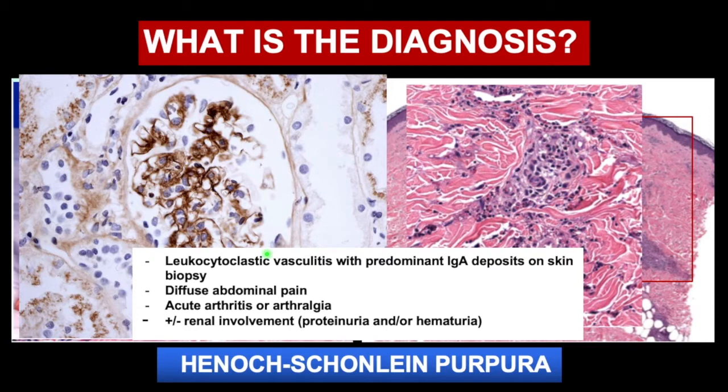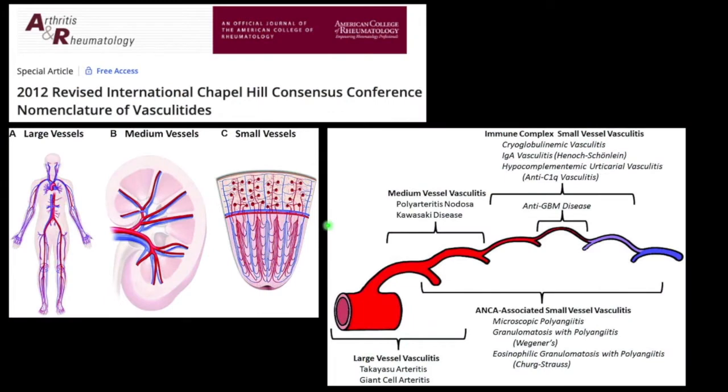It presents as diffuse abdominal pain with acute arthritis or arthralgia. Sometimes the renal involvement appears as proteinuria and hematuria. So for this category, we will use a little bit of extra source to try to understand this type of vasculitis. We will use the 2012 revised International Chapel Hill Consensus Conference.